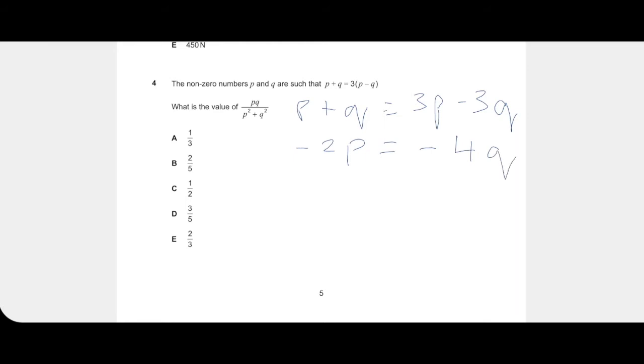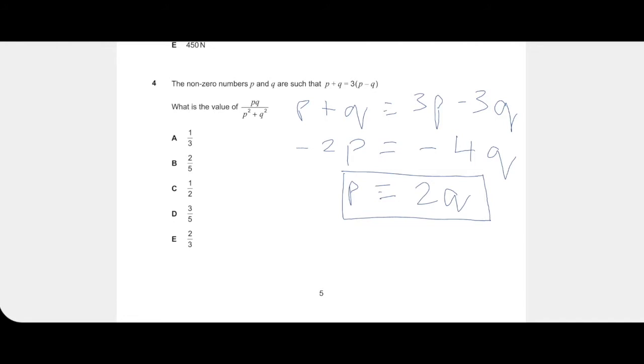And now I'm going to make the left hand side completely simplified. I'm going to make that equal to P. P is equal to 2Q. Now this is a very important piece of information, because now I could substitute every P in the PQ over P squared plus Q squared equation with 2Q. And that's exactly what I'm going to do. So PQ is equal to 2Q squared.